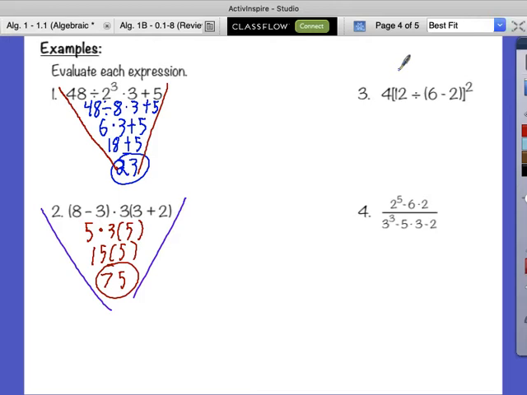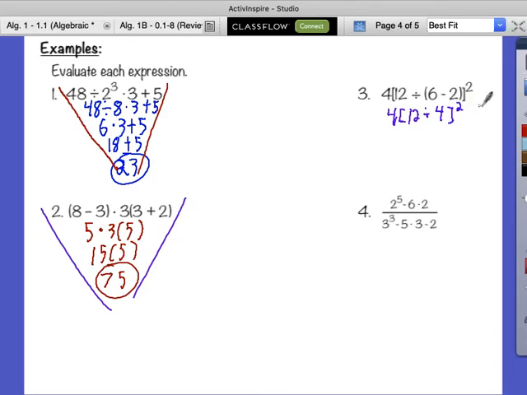Let's talk about this one up here. So, multiple sets of parentheses, what do we do first? Okay, Ellie. Yeah, 6 minus 2, we do the innermost set of parentheses first. So we saw this 4, we saw the bracket, 12 divided by, and then 6 minus 2 is 4 there.